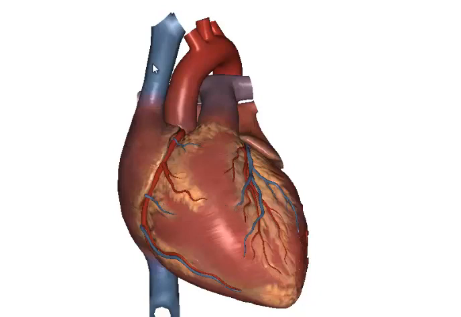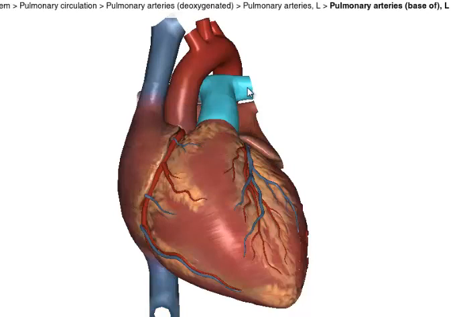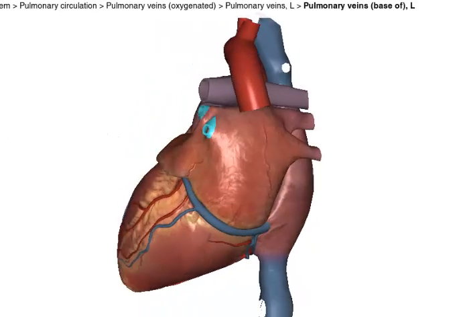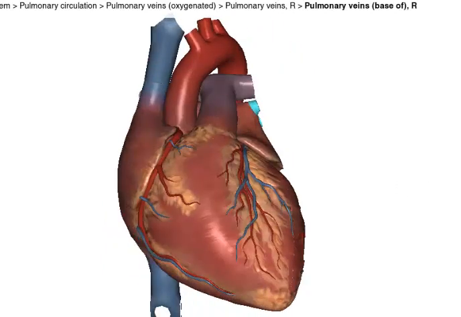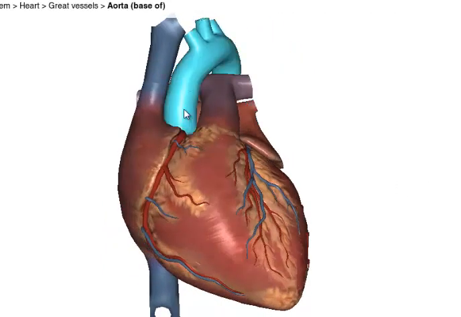The other blood vessels then are the superior vena cava, which is coming from the upper part of the body, the inferior vena cava, which is coming from the lower part of the body, the pulmonary artery, which is leaving the heart going to the lungs, the pulmonary veins, which are coming back from the lungs and entering into the heart from the right and left side. And finally then the aorta, which is leaving the heart, bringing blood to the rest of the body.